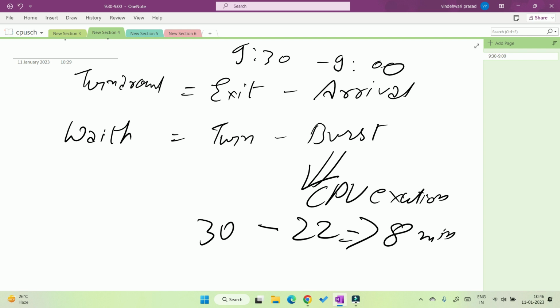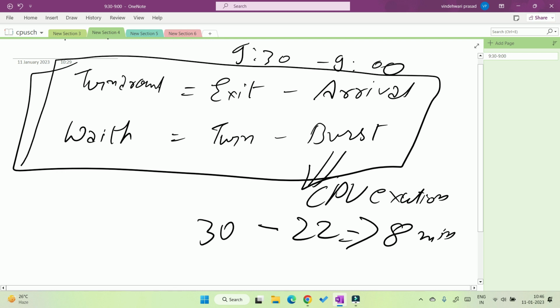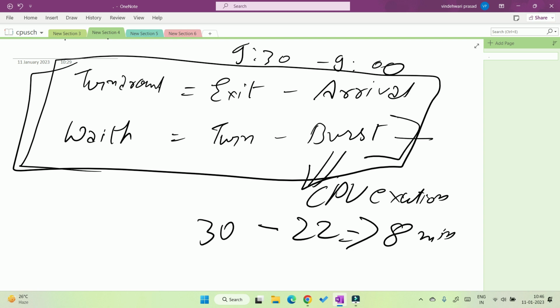These two are very important formulas. In upcoming videos you will see that in every question we have to use these two formulas. Burst time means CPU execution time, how much time the CPU takes to complete the process. I hope you understand.